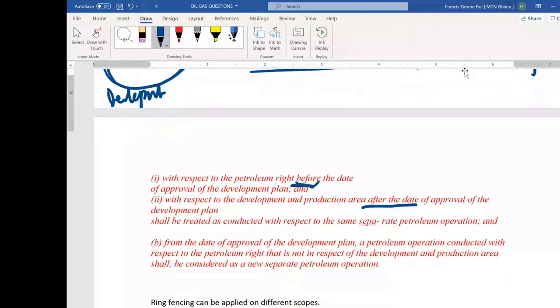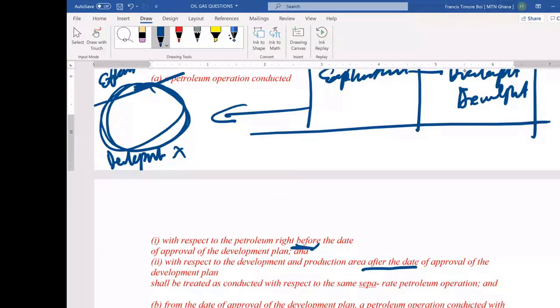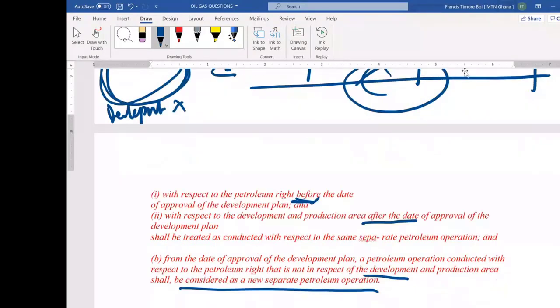But where, from the date of approval, you conduct anything which is not part of the approved plan, that should be considered as a separate operation. So assuming that you have finished with this one, then you move here and you are going to do another exploration. Please, we will see this exploration as a new separate operation. And then we will treat it as a separate entity. Then we'll tax you. Please, do you understand it?